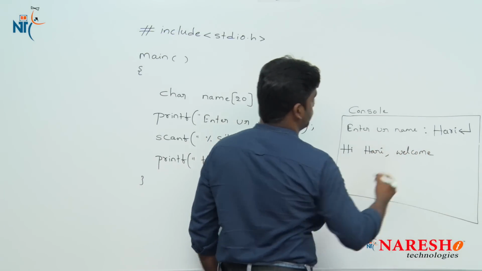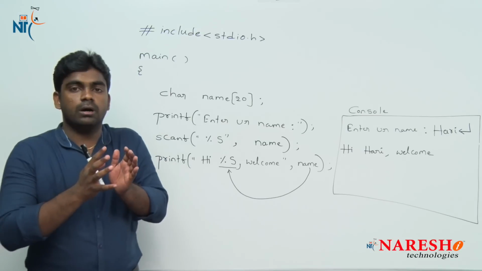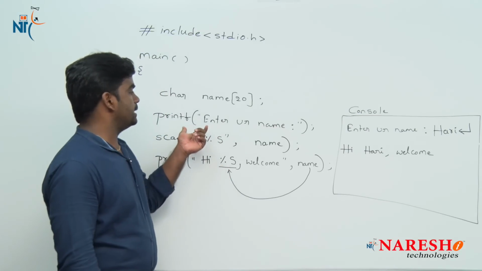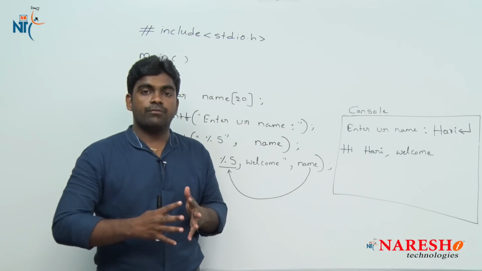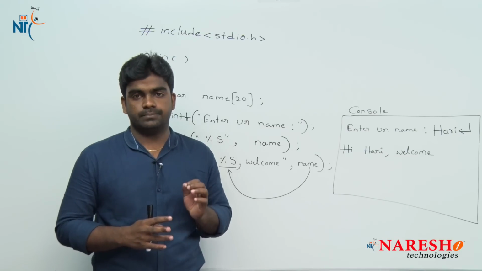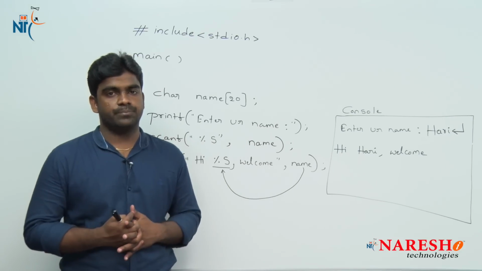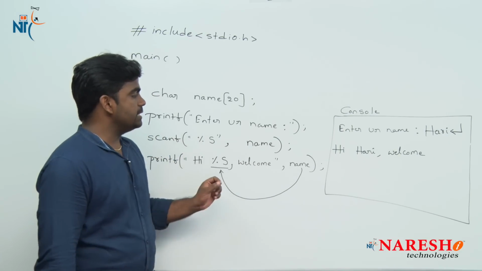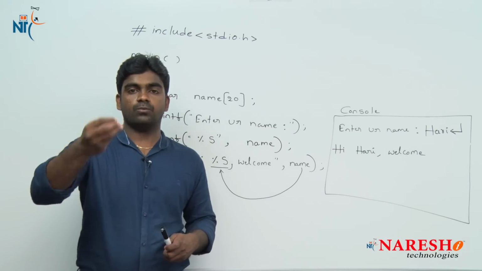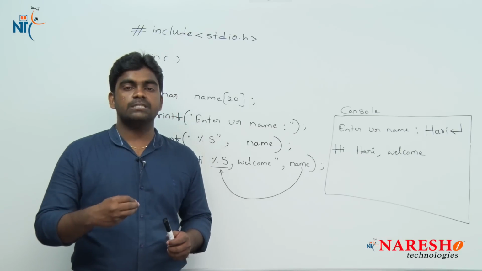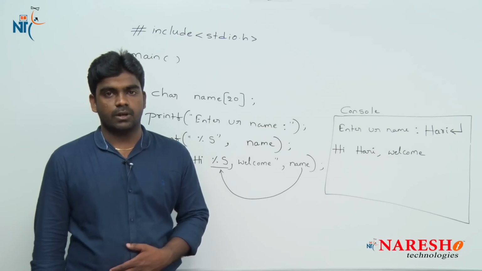This is a simple program: how to read elements into a character array, nothing but a string, how to read one name, and after that how to print that name just by formatting it. But here, sir, I am not using any loops. How is it reading more than one character and printing more than one character? This is the question.